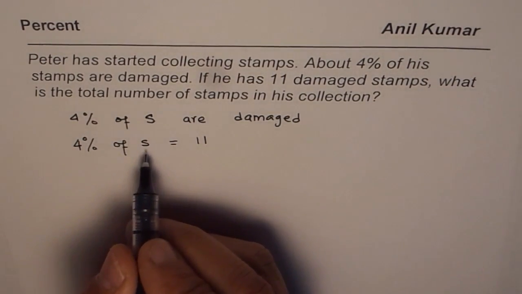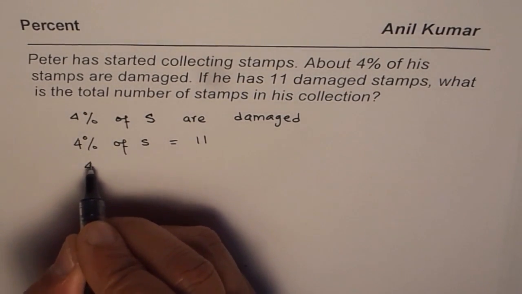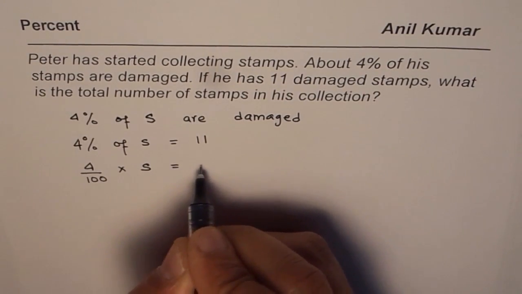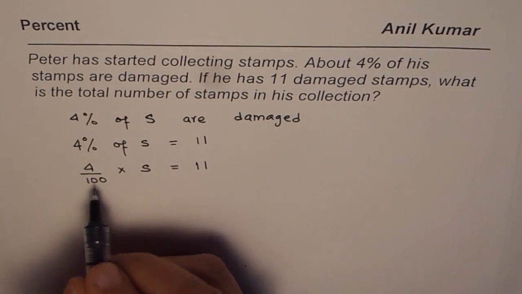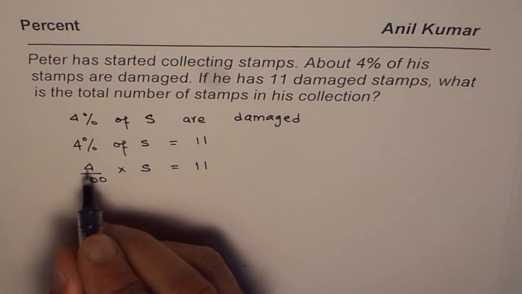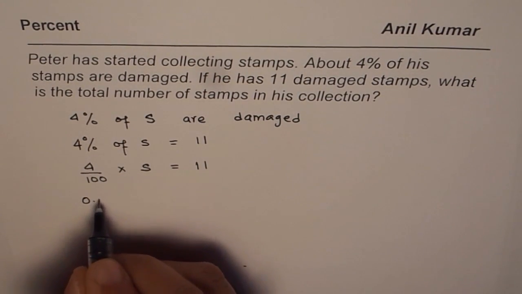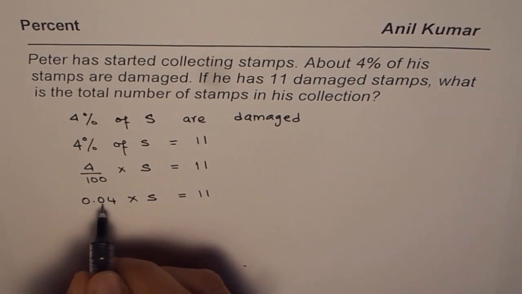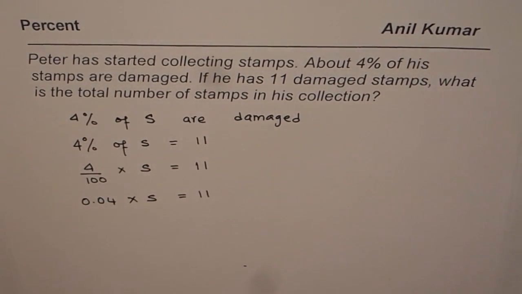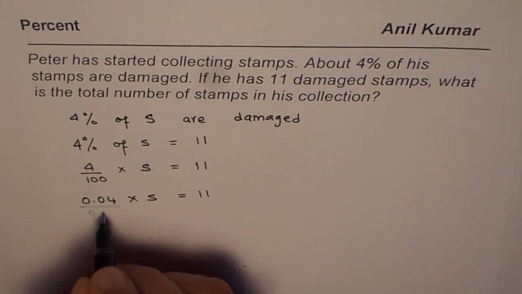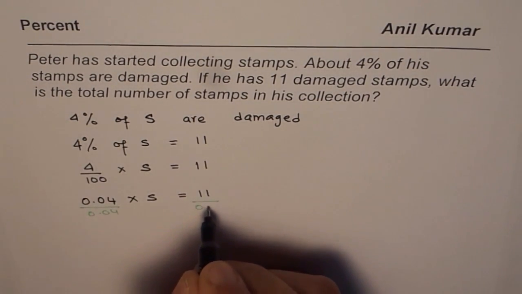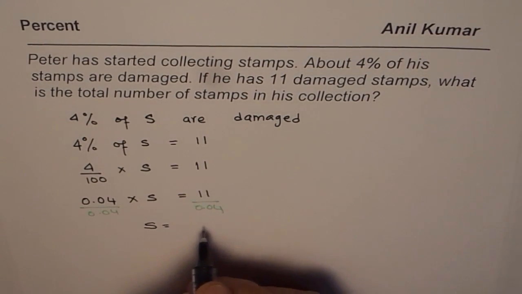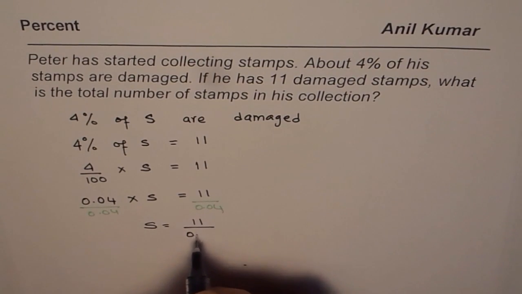So let's write this in an equation. 4% means 4 out of 100. Of means times. Stamps is 11, right? You can also convert this to decimals. Let's do it. 4 divided by 100 is how much? 0.04, okay? 0.04 times S is 11. Now we can divide by 0.04 on both sides to find the value of S, the number of stamps. So stamps is equal to 11 divided by 0.04.